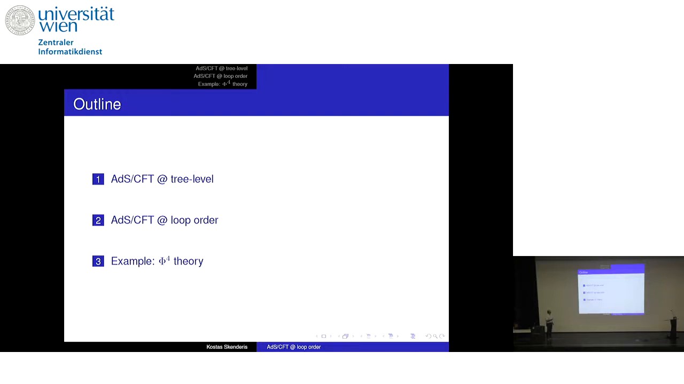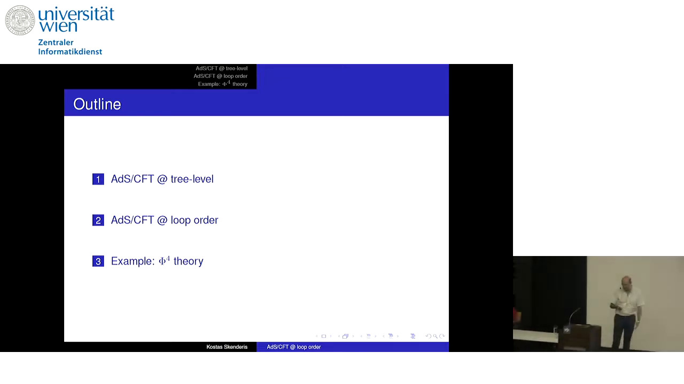And then we're going to move on to generalize the discussion to loop order, and at the very end I will specialize to a specific example, Phi-fourth theory in a fixed AdS background, but I hope it will be clear from the discussion that pretty much everything I'm going to say holds completely generally. Okay, so let's start from the beginning, AdS/CFT at tree level.